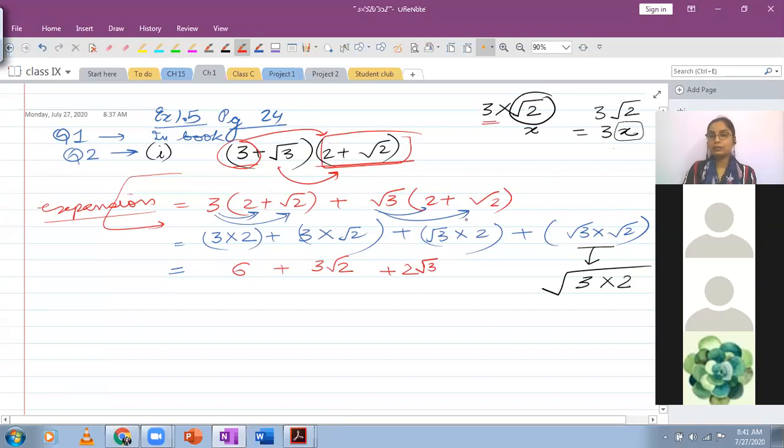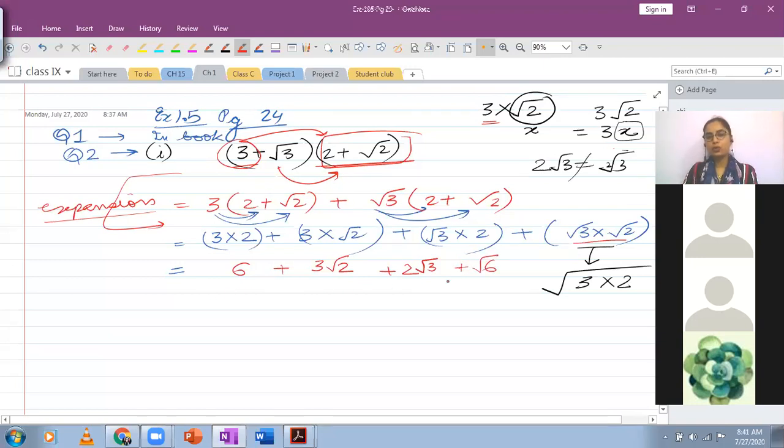And this 2 root 3 is different from this. These two are unequal. This is 2 multiplied with square root of 3 and this is just square root of 3. And the last value that we have is over here 3 under the root multiplied with 2 under the root. This will provide you with root 6 under the root 6.